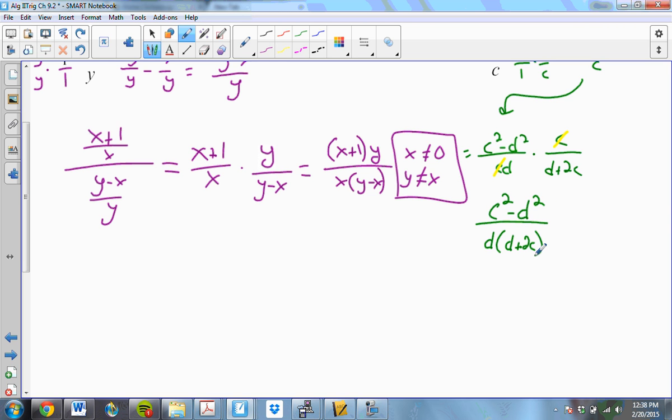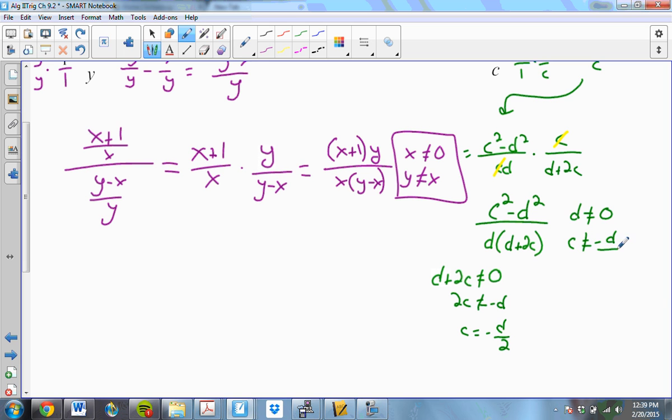And again, factored form is really nice. d cannot equal 0. And then if I take d plus 2c and set it equal to 0, I'll know what c can't be. I don't want this to happen, which means that 2c shouldn't be negative d, which means that c cannot be negative d over 2. c cannot be negative half of d.